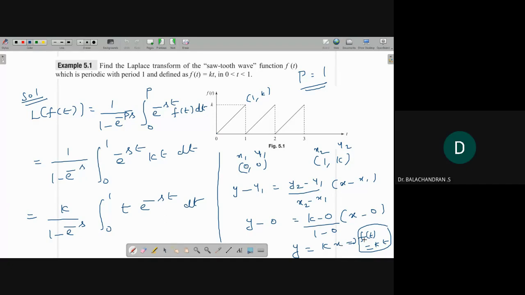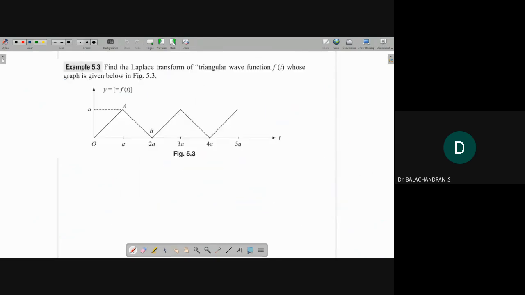So your f of t equal to k by p into t. That is the only difference. Suppose if you have 0, p, 2p, 3p, then your function f of t is k by p into t. So please note down in your notebook. When p equal to 1, you will get f of t equal to kt. Okay.